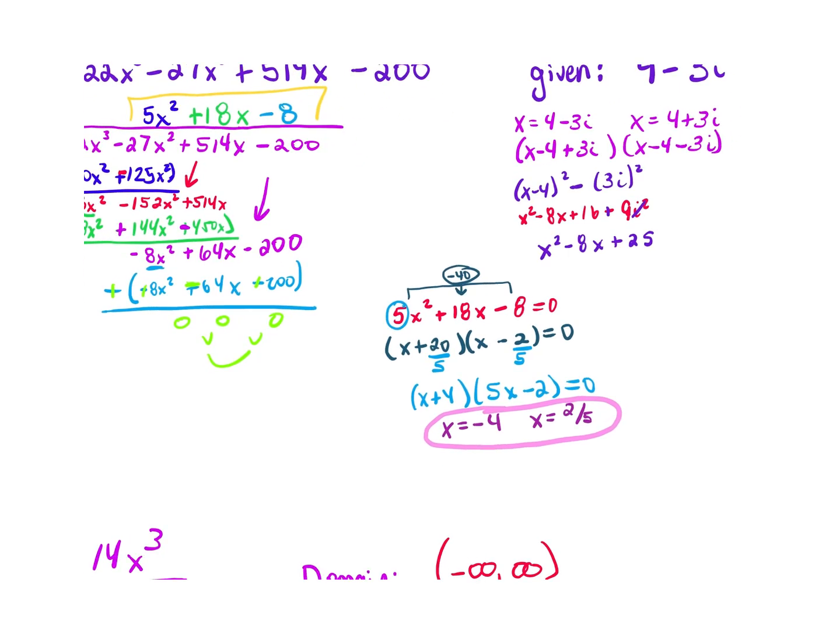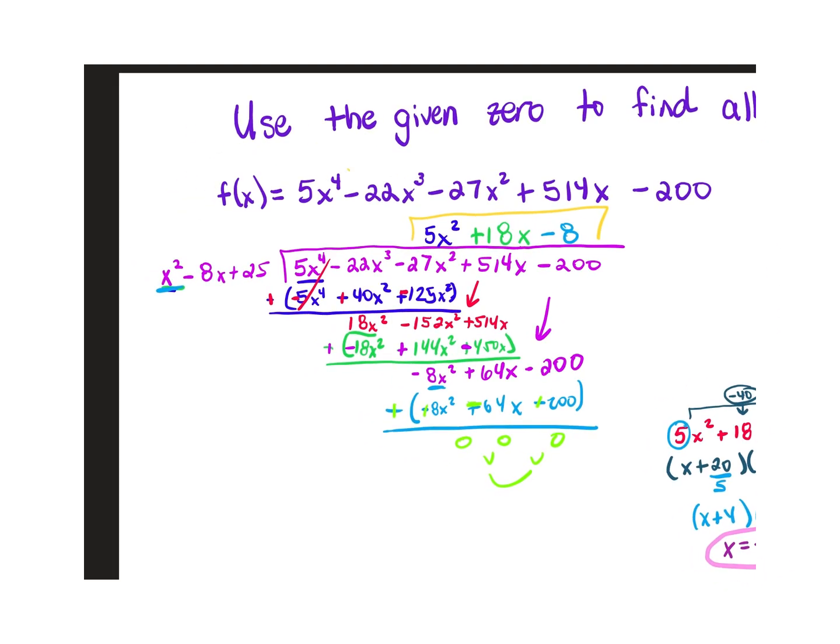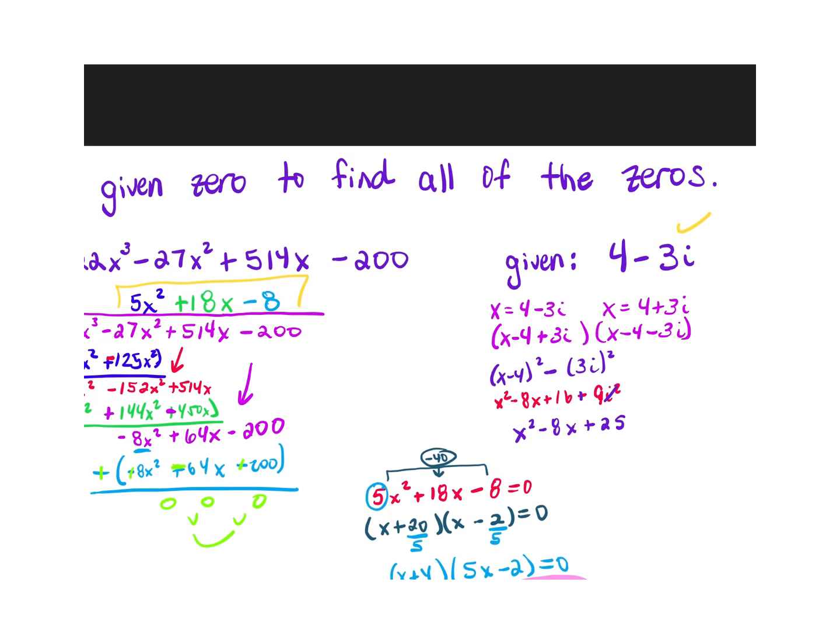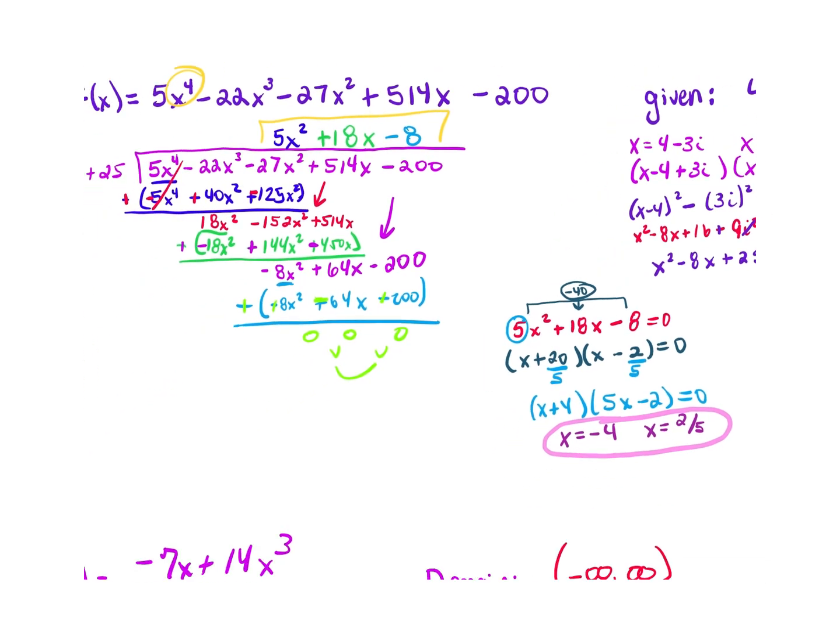Does everybody understand that? Look at the beginning. How many answers should I have here? 4. Well, at the beginning, they gave me 1. Then they also gave me 2 because I have to account for the conjugate. And then you find the real ones.